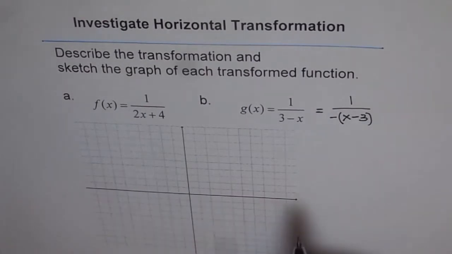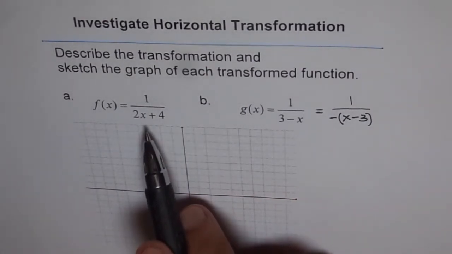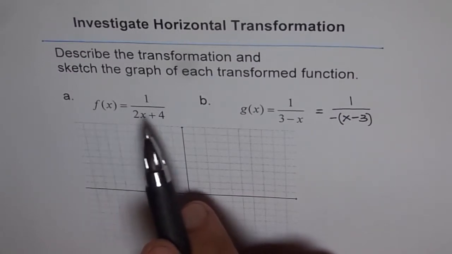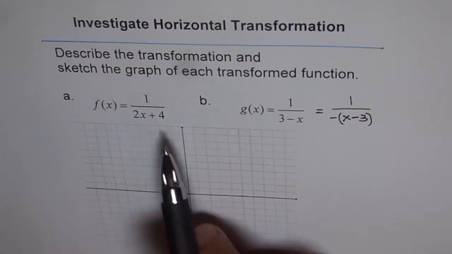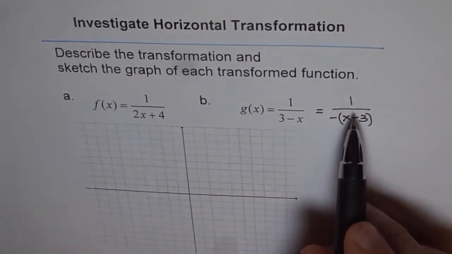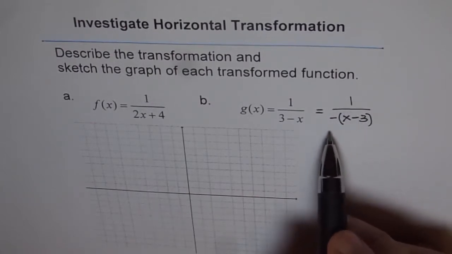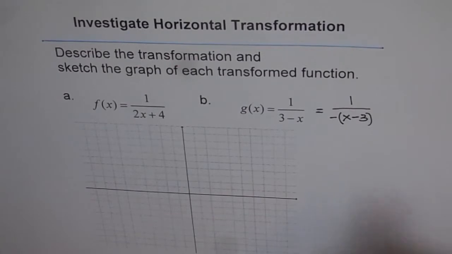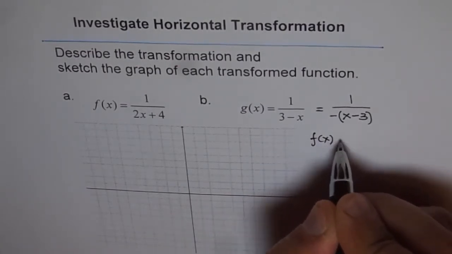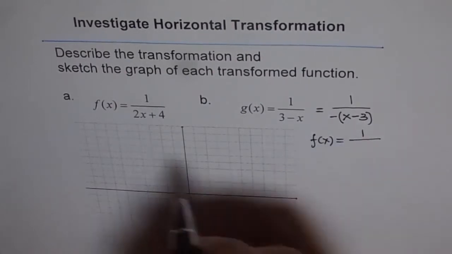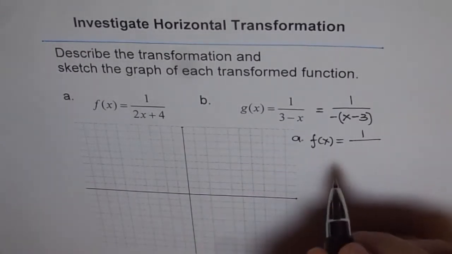Now let me do this one. So what I will do here is, I will sketch the transformed function for part a, which is f of x equals to 1 over 2x plus 4. And I'll expect you to practice with part b, which is now 1 over minus of x minus 3. So now let's try to see how to sketch the function f of x equals to 1 over 2x plus 4. So as I said, this is part A.